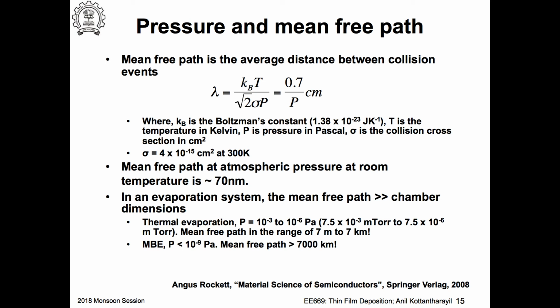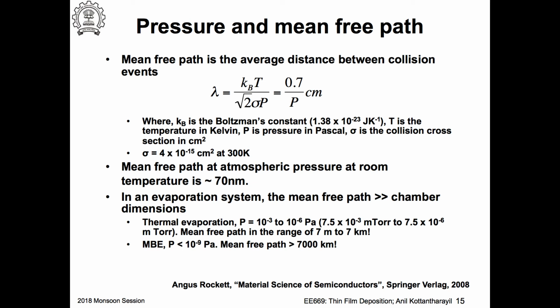If I now plug in these values for atmospheric pressure at room temperature, so that is 300 Kelvin, the mean free path is about 70 nanometers. So you can see in air, every molecule that's moving around would undergo collision within 70 nanometers, on the average. So that's a very small number. They collide very frequently.